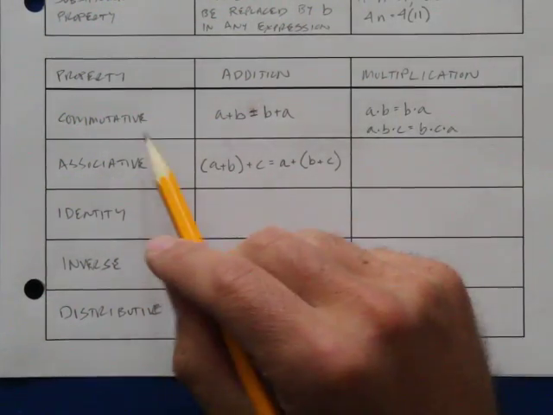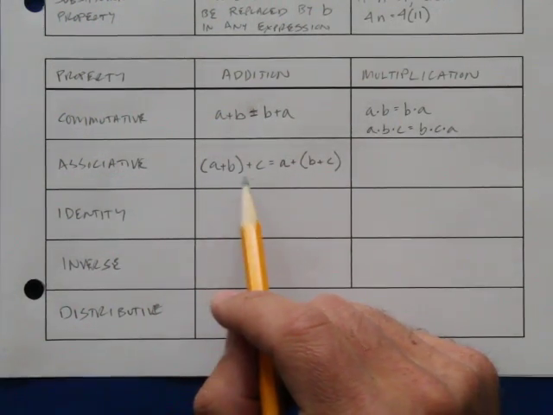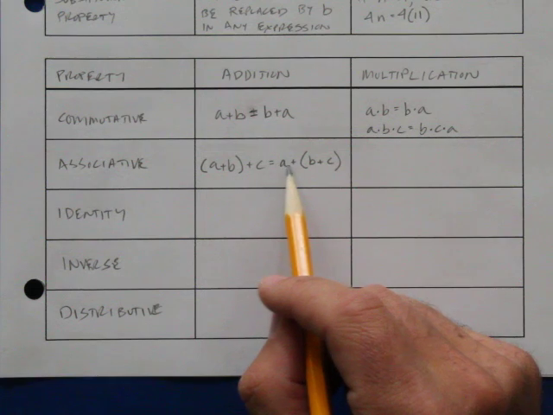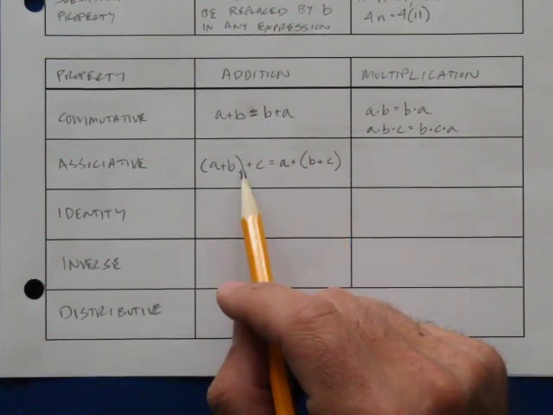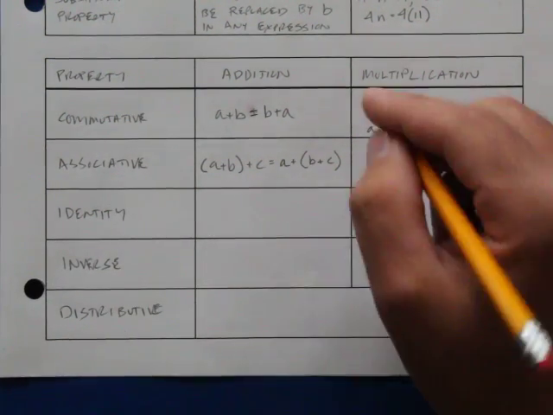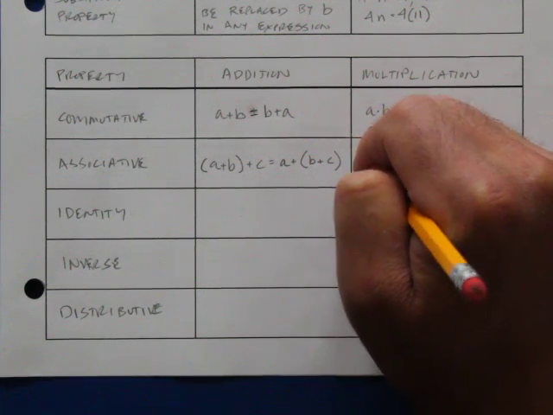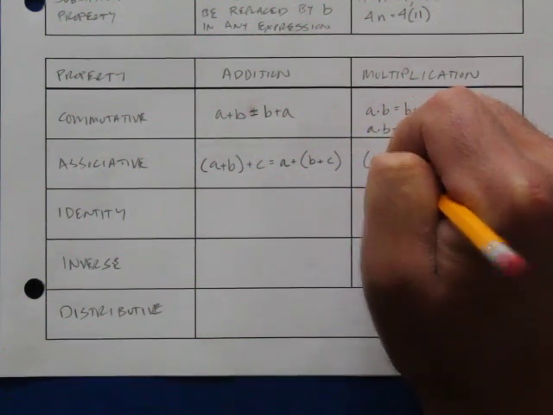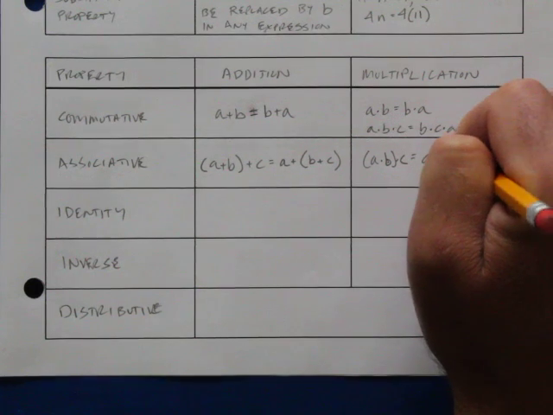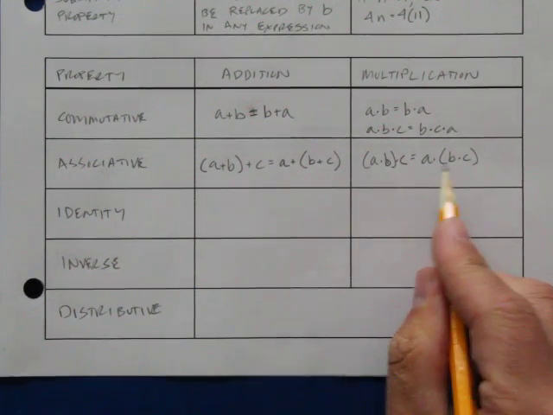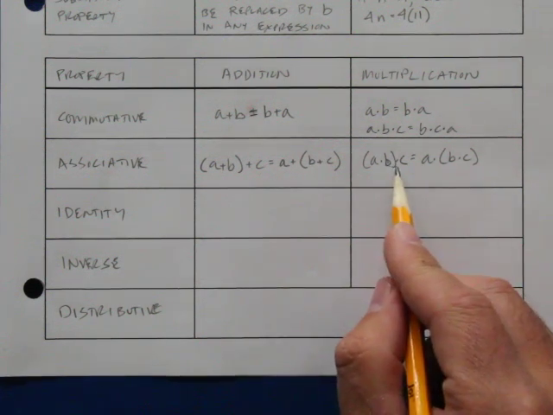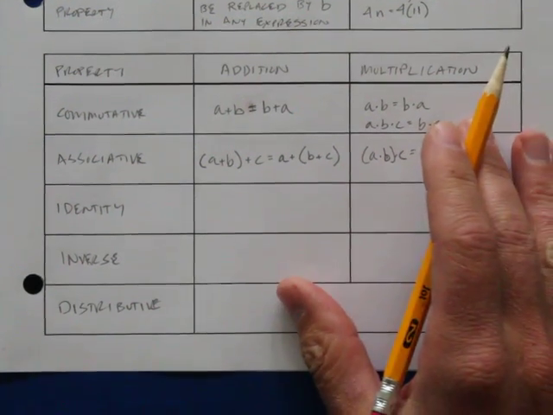This is similar to commutative, but it's a little bit different in application. What I'm saying here is if we're adding all of these together, and they're all the same numbers, it doesn't matter how I group them, they still equal one another. Same thing with multiplication. A times B times C equals A times B times C. If I'm multiplying everything on both sides, all the same numbers, I can group them however I want. It doesn't make a difference. I should still have the same answer on both sides.